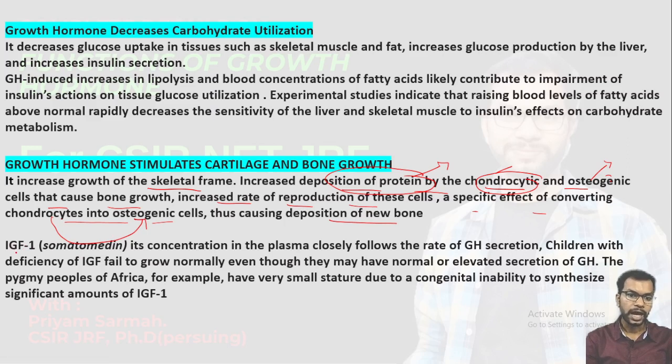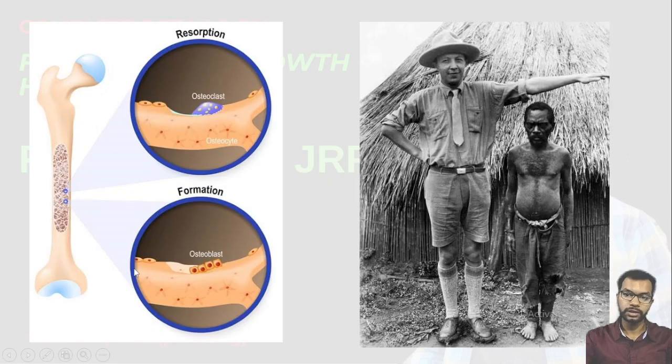Then one more thing, IGF-1, which we have already seen in our previous video. IGF-1, somatomedin, its concentration in the plasma closely follows the rate of growth hormone secretion. Children with deficiency of IGF fail to grow normally even though they may have normal or elevated secretion of growth hormone. The pygmy people of Africa, for example, have very small stature due to the congenital inability to synthesize significant amounts of IGF-1.